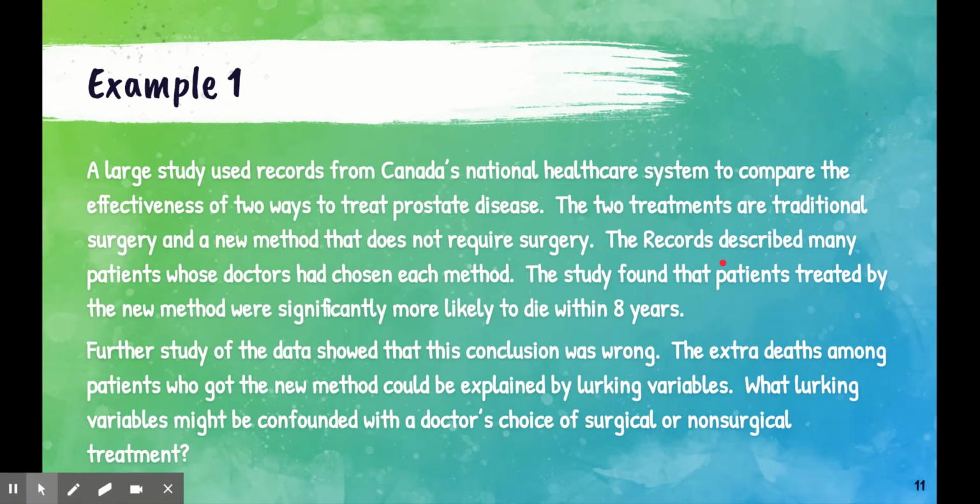Further study of the data showed that this conclusion was wrong. The extra deaths among patients who got the new method could be explained by lurking variables. What lurking variables might be confounded with a doctor's choice of surgical or non-surgical treatment? So take a moment and pause the video to think about this and come up with an answer.